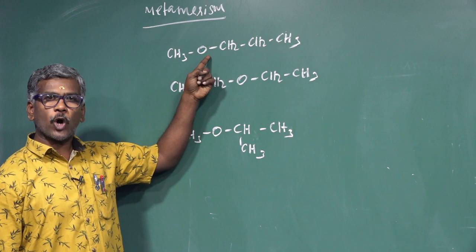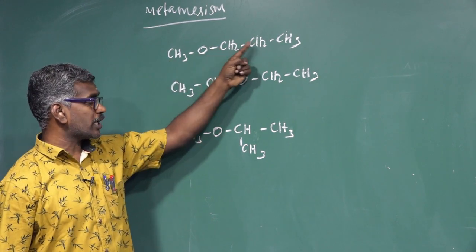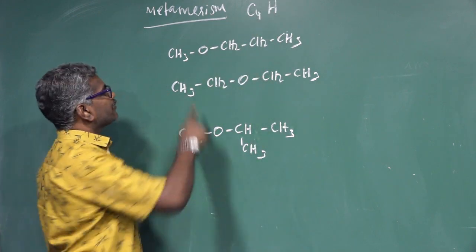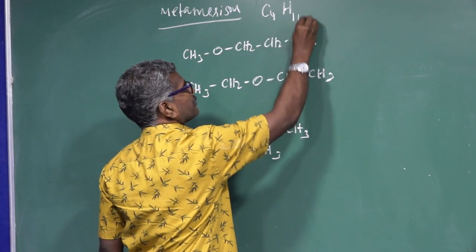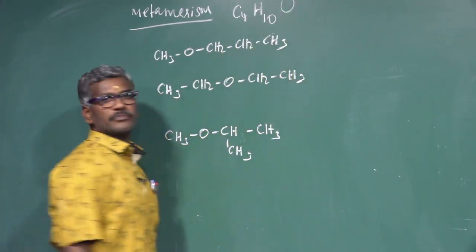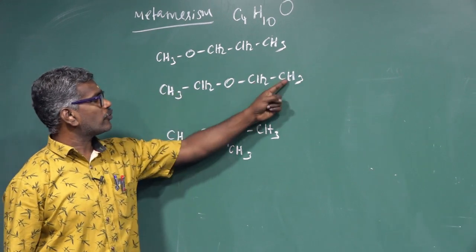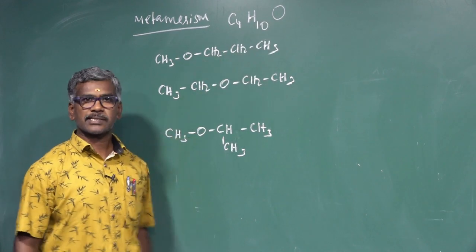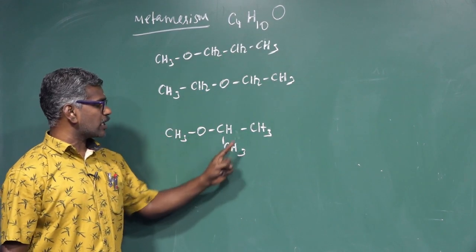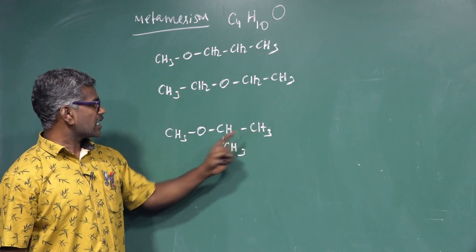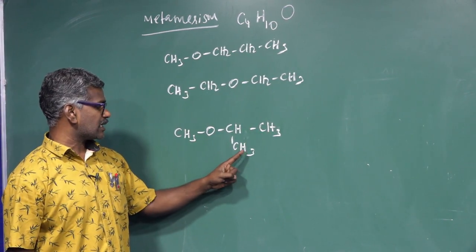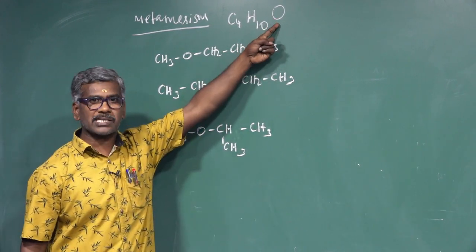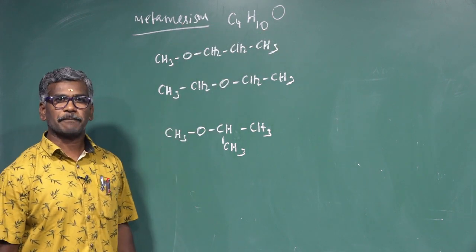for the first compound, the total carbons are 1, 2, 3, 4, C4. The hydrogens are 10 hydrogens, and there is 1 oxygen. In the second compound, there are 4 carbons and 10 hydrogens, 1 oxygen. In the third, there are 1, 2, 3, 4 carbons, with 3 plus 3, 6, 9, 10 hydrogens, and 1 oxygen. What is the definition for metamerism?